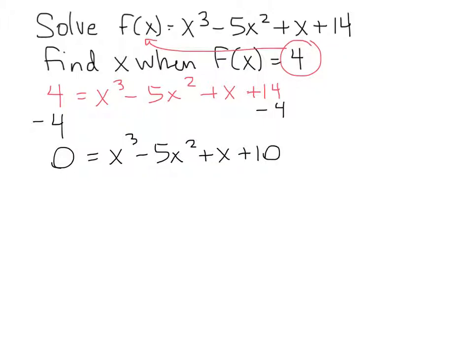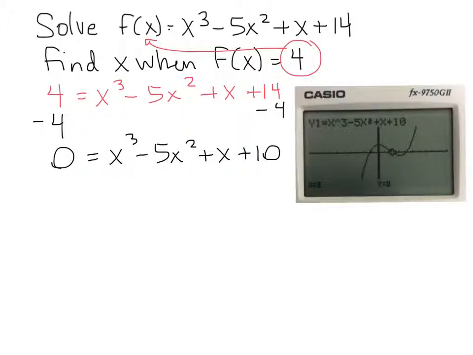Okay, at this point we're going to put the equation into our calculator in y equals and see what it looks like. Okay, on the graph we're going to look for where the graph crosses the x-axis, and it is at x equals 2. So 2 will be the number that we will do synthetic division with.